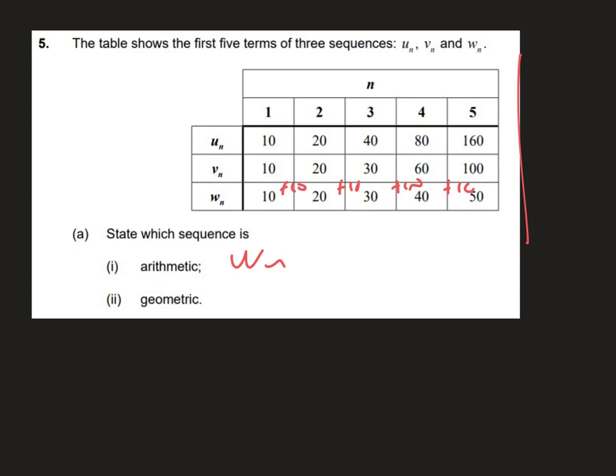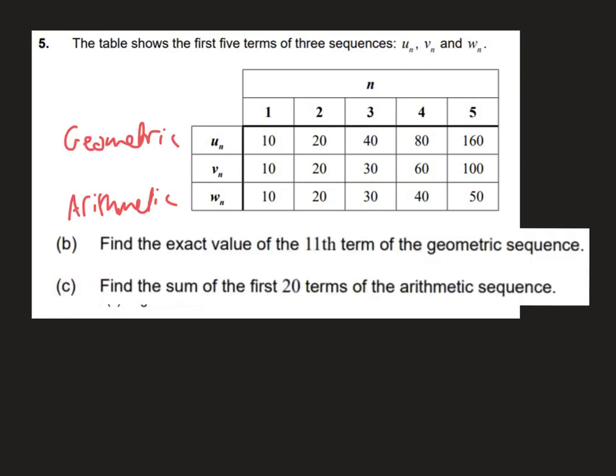In part 2, we're looking for the geometric, which has a common ratio. So if we take two consecutive numbers and divide them, that ratio stays the same. And we can see, looking at Un, that if we divide 20 by 10, we get 2. If we divide 40 by 20, we get 2, etc. So the geometric sequence is Un. And we can also note, just looking ahead to the next question, that in the geometric sequence, the common ratio r is 2, and likewise in the arithmetic sequence, the common difference equals 10.